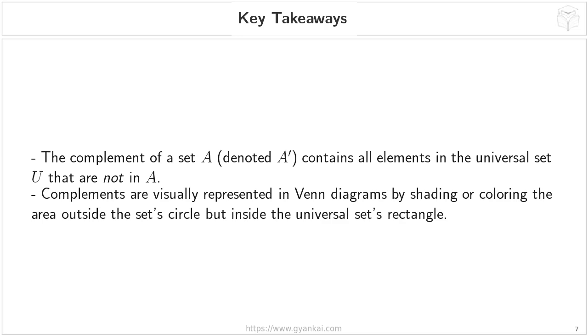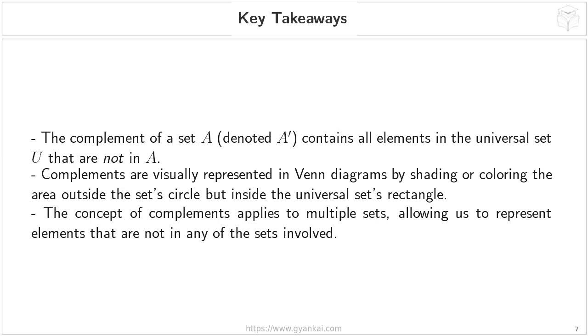Secondly, visually, in a Venn diagram, we represent this complement by shading or coloring the region that lies outside the circle representing set A, but crucially, inside the rectangle that represents the universal set U. Don't forget that rectangle. It defines the total scope of everything we're looking at.